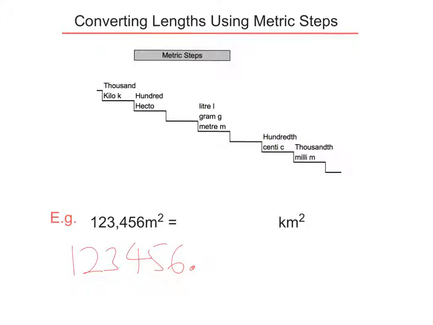If I go from metres to kilometres, it's 3 steps to the left. Because I'm squaring them, I need to move 6 steps to the left. 1, 2, 3, 4, 5, 6. So the answer is 0.123456 kilometres squared. So when I've got 123,456 metres squared, I don't even have 1 kilometre squared. I've got less than 1 kilometre squared. That makes sense to me because a million square metres is 1 kilometre squared.